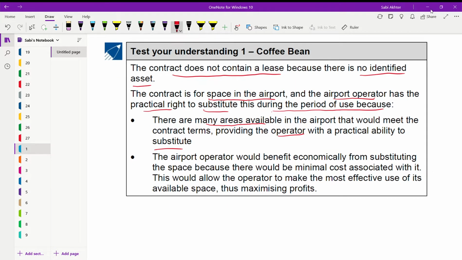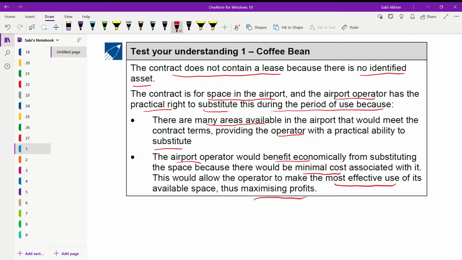The airport operator would benefit economically from substituting the space. Who will benefit? The airport operator. They would benefit because the cost associated with doing it is minimal. This would allow the operator to make the most effective use of the available space, thus maximizing profit. Therefore, this is not a lease. So the main thing is there is no identified asset.